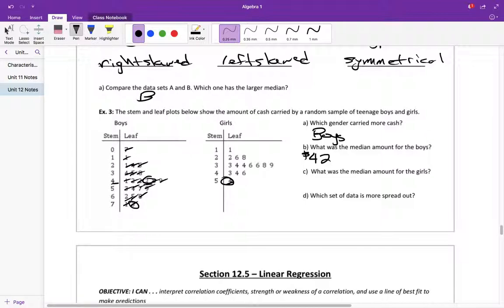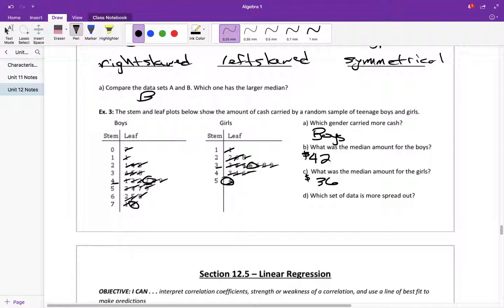So we'll do the same thing for girls. Cross those off. And it looks like for girls, that number is going to be at 6. And so again, remember, use the stem first, then the leaf. So it looks like the median amount for girls is $36.